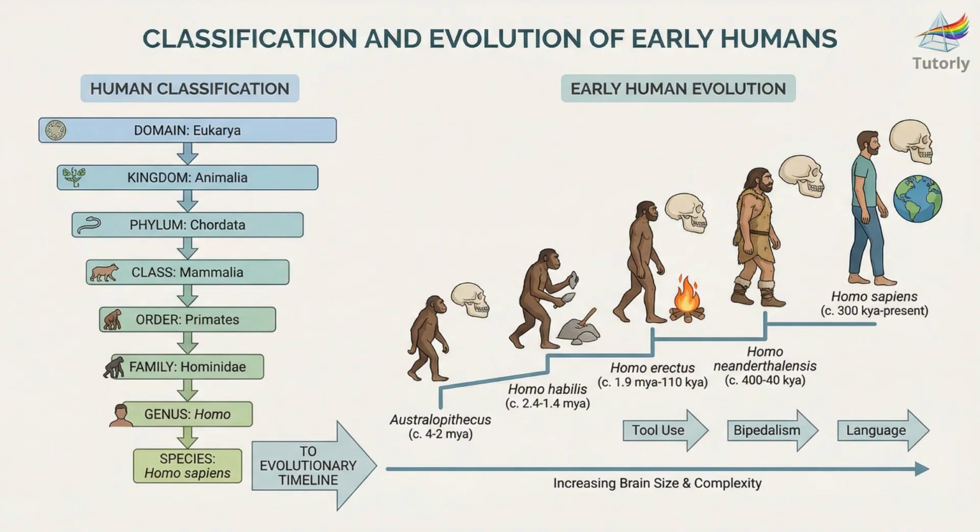Early humans actually did this first, not for science, but for survival. Which plants are edible? Which animals are dangerous? Which herbs heal? The first classification systems were based entirely on usefulness to humans. Formal scientific classification came much later.